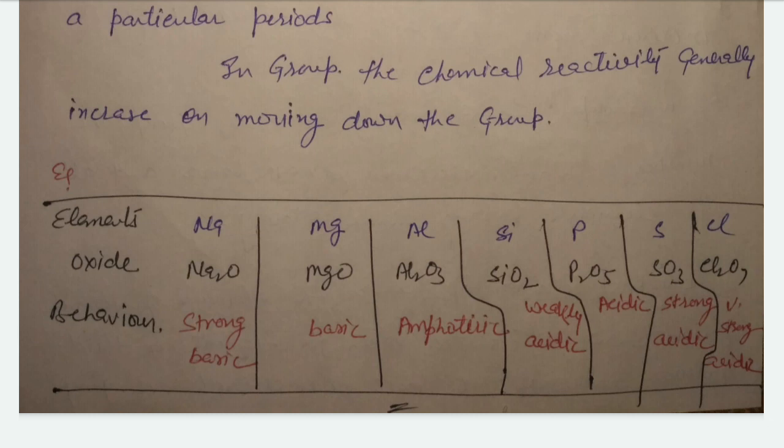Amphoteric oxides form acidic as well as basic compounds on hydrolysis, that is, they react with acids as well as bases. The others are weakly acidic, strongly acidic, and very strongly acidic.